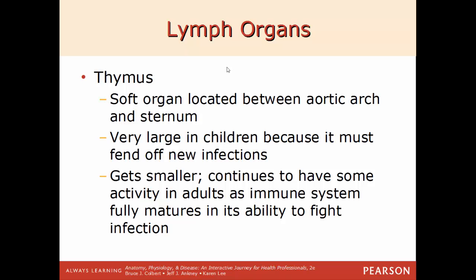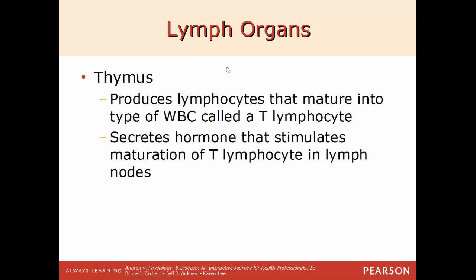As it continues to get smaller, it will continue to have the same activity in adults as the immune system matures, but it does get progressively less in size. The thymus will produce lymphocytes that mature into a type of white blood cell called a T lymphocyte. The thymus will also secrete a special hormone called thymosins that help to stimulate the maturation of these T lymphocytes.